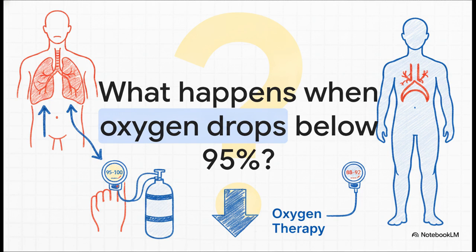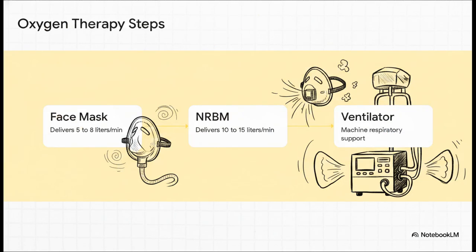Now, there is one really important clinical exception to keep in mind here. If a patient has COPD, or chronic obstructive pulmonary disease, their target saturation is actually much lower. It hovers right between 88 and 92%. But for your standard patient, slipping below 95% triggers the very first stage of our journey, oxygen therapy. The clinical response is always a step-by-step escalation. We don't just jump straight to the machine.